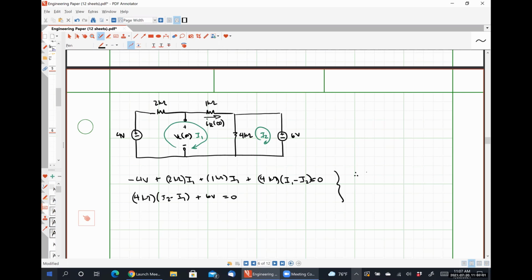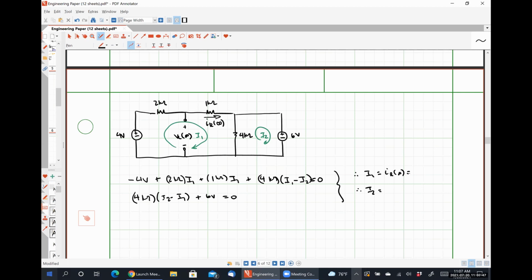Solve these two, and that'll give us I1 and I2. And we should be able to see that I1 is the exact same thing as IR at infinity. So let's solve that simple system. My coefficient for I1 is going to be 2,000 plus 1,000 plus 4,000, so 7,000 I1 minus 4,000 I2 will be equal to 4 volts. And then I have minus 4,000 I1 plus 4,000 I2 is equal to negative 6 volts.